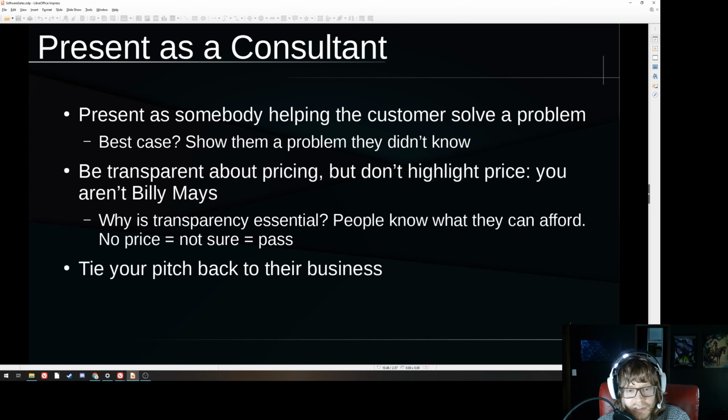And try to tie your pitch back to their business. So again, what are you doing to improve their business? How are you solving their problems? Try to personalize your pitch to what they do and the problems that they have. Research a little bit and see what they do and what sorts of problems that industry might have.